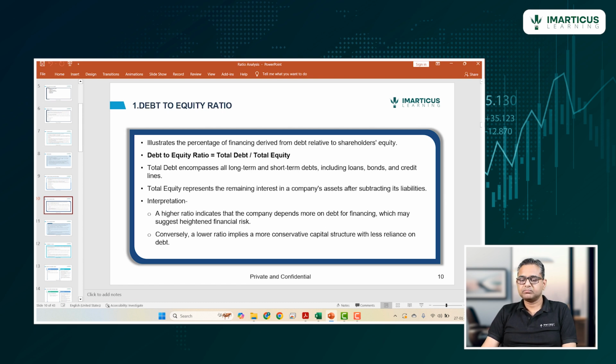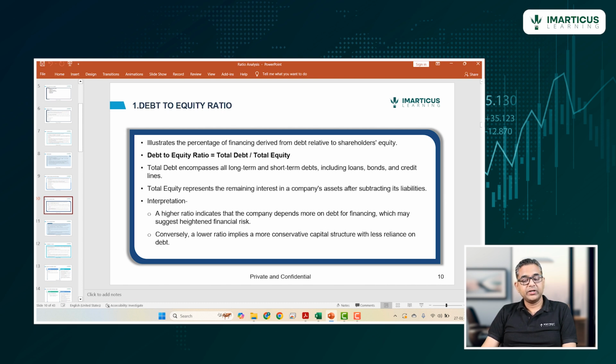So this servicing of debt can become a challenge in a challenging economy, and that is why we say a higher ratio indicates that the company depends more on debt for financing, which may suggest heightened financial risk. Conversely, a lower ratio implies a more conservative capital structure with less reliance on debt.